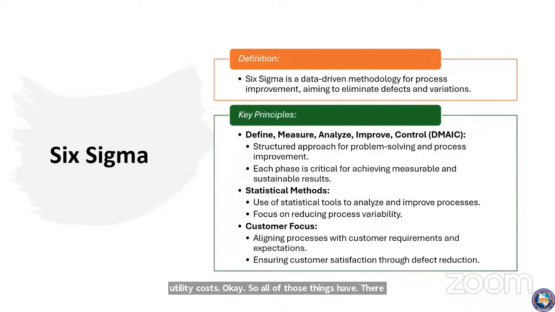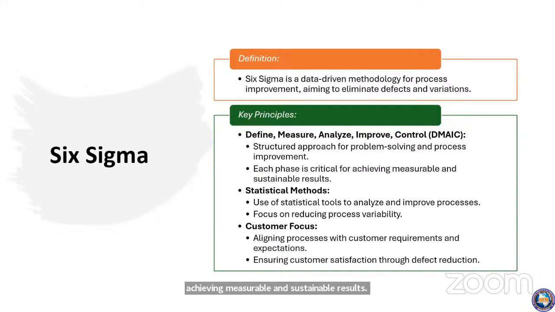Then you have Six Sigma. Remember, we are looking at operational excellence frameworks, and we understand that it is the optimization of processes that leads to operational excellence. So everything we are doing around these frameworks focuses on getting processes to be efficient and effective so that the operation becomes excellent, right? Six Sigma is a data-driven methodology for process improvement aiming to eliminate defects and variations. The key principles are define, measure, analyze, improve, and control, a structured approach for problem solving and process improvement. Each phase is critical for achieving measurable and sustainable results.